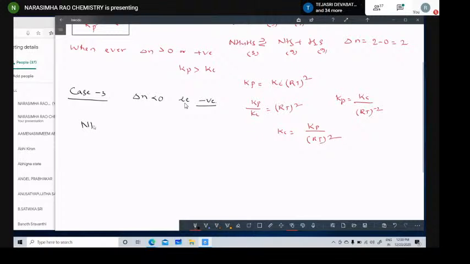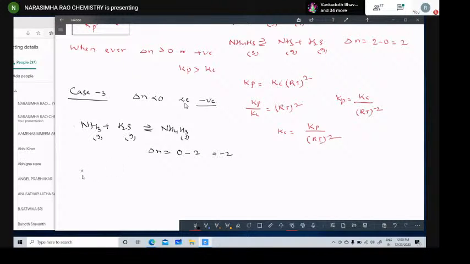NH3 plus H2S, which are gaseous, is in equilibrium with NH4HS, which is solid. Here delta n is, this is 0 now. So this is the number of moles of gaseous products minus reactants: 0 minus (1 plus 1), that is 0 minus 2, which is equal to minus 2.